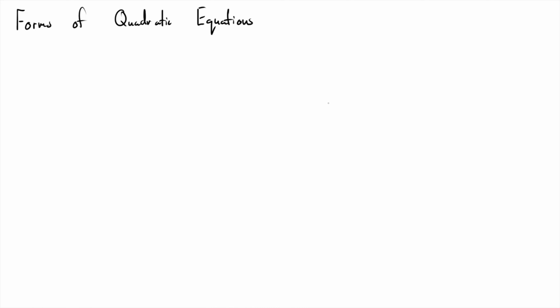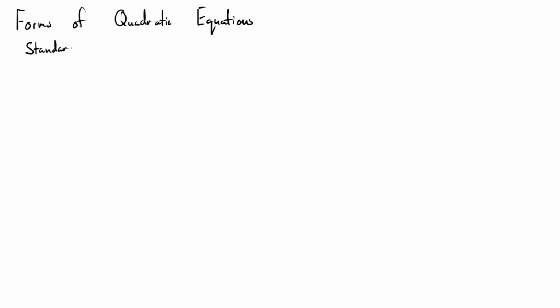So what we're going to ask ourselves is, why are there three different forms? And why would we need three different forms? And what are the advantages of each of these forms? And also, why do you need to know them? Why can't we just do one form of a quadratic equation and be happy with it? Okay, so as I mentioned, there's three different forms. The first one we'll cover is the standard form.